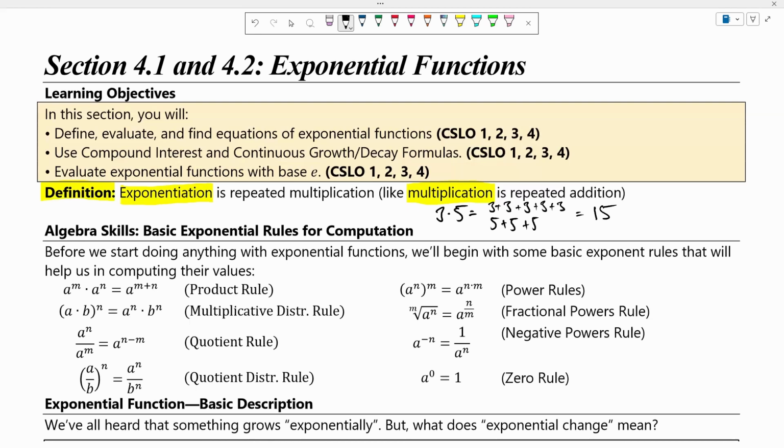Okay, exponentiation is repeated multiplication. So if I write down 3 to the 5th, and that 5 is sort of floating up to the right of the number, this means I'm going to do this: 3 times 3 times 3 times 3 times 3. I'm going to repeatedly multiply 3 by itself, and I'm going to do it 5 times. And if I do so, you get 243. This is what exponentiation does. All right. Moving on.